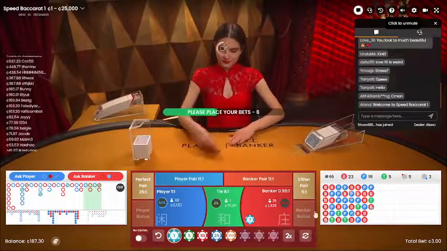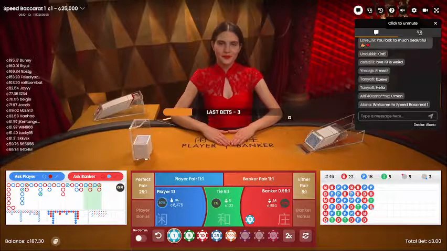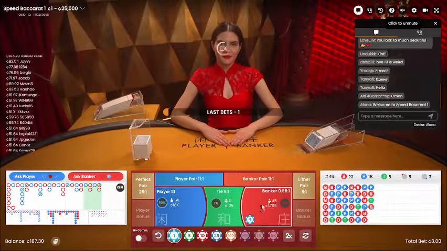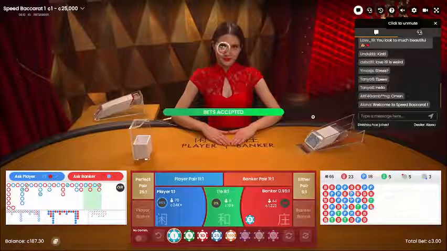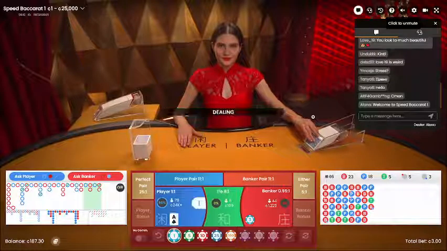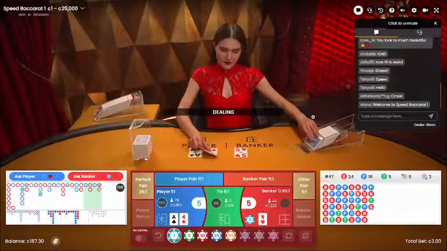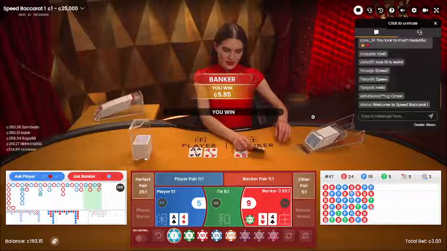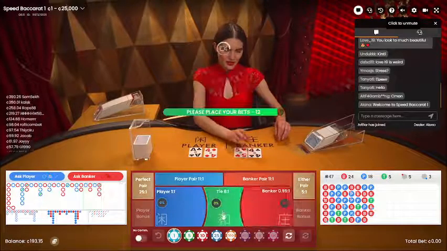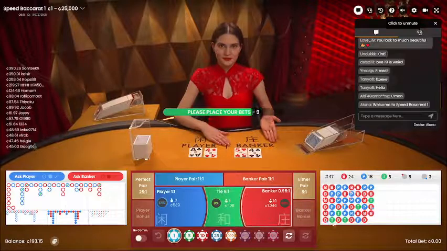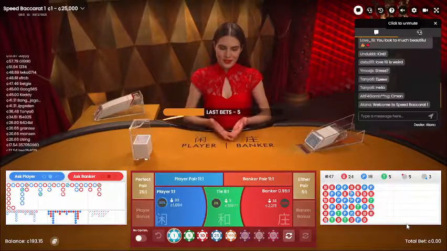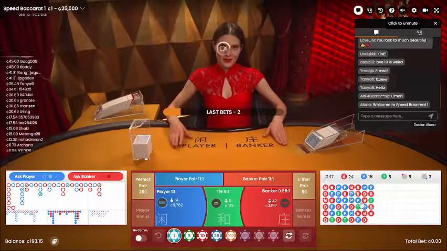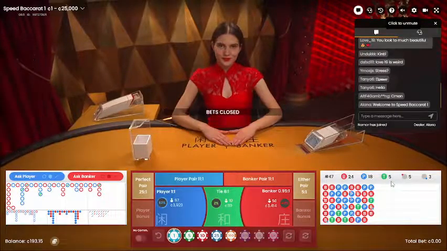Okay, so let's play this 1-2. We are playing 3 units on banker. Wow, it worked out. It worked out. So we have one more unit to play for this section, and I close the video from there.